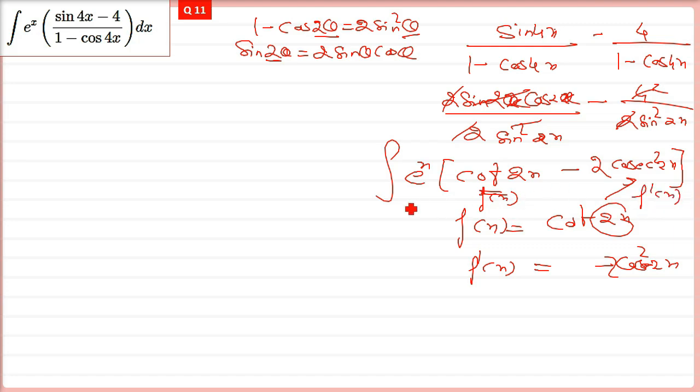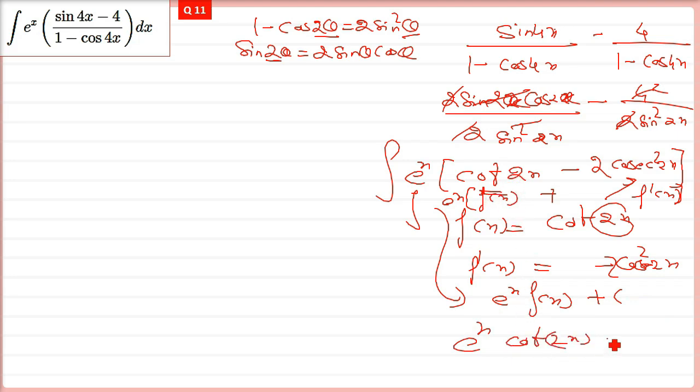Please remember, when you combine these two terms, it will be (sin 4x minus 4) by (1 minus cos 4x) only, because that is how we started. So what will the answer be? e raised x f(x) plus c. What is f(x)? It was cot 2x, so just write e raised x cot 2x plus the constant of integration, and that's your result. You can just stop here and proceed now.